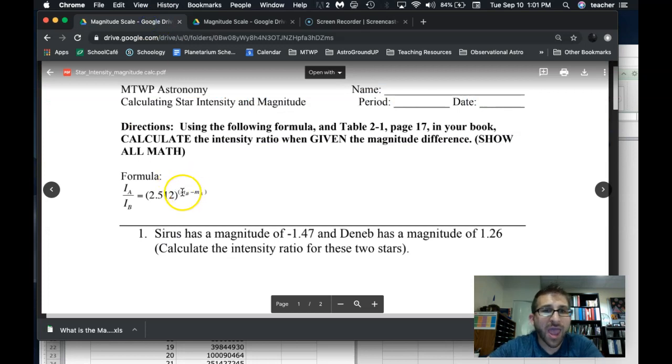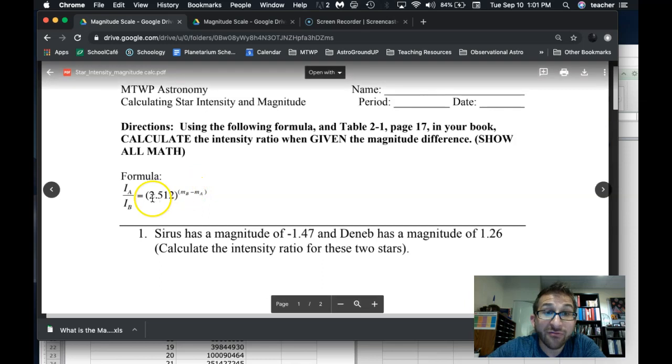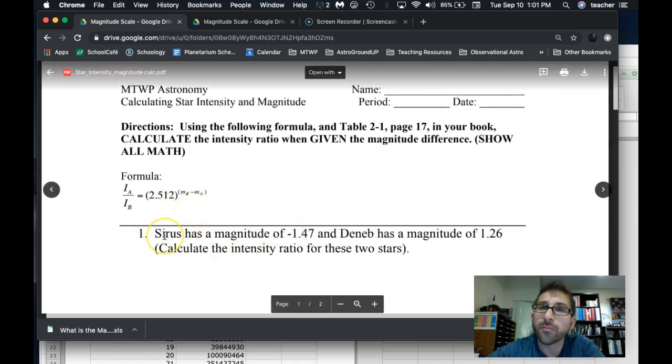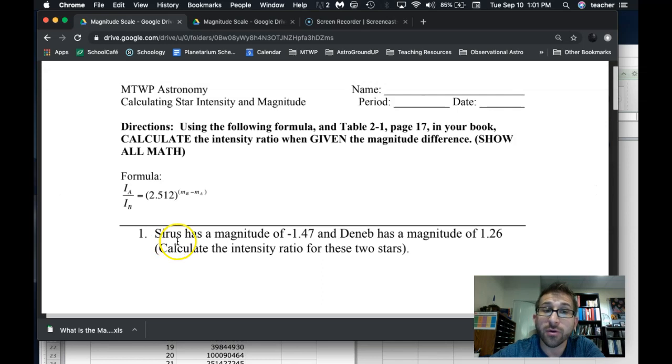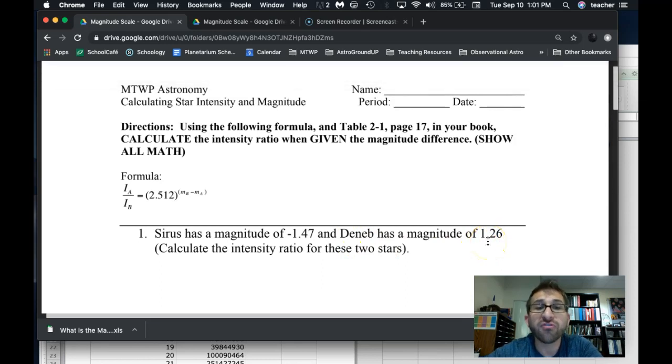we'll see that we have the magnitude difference given to us right here. So we have 2.512, the difference of one magnitude, and then it's to the power of the difference between the two magnitudes. So for example number 1, we have a star called Sirius. Sirius is a very bright star at a negative 1.47 magnitude. And another very bright star, Deneb, is slightly less bright at a 1.26 magnitude.